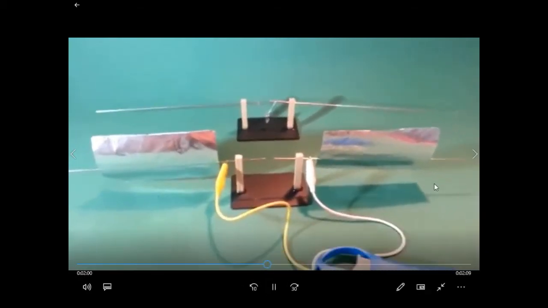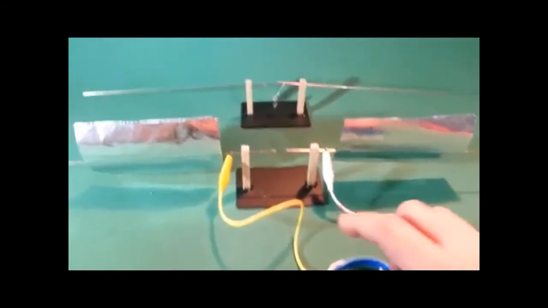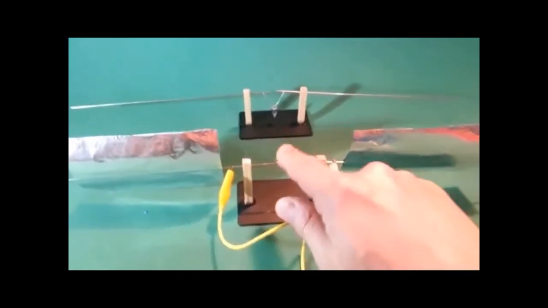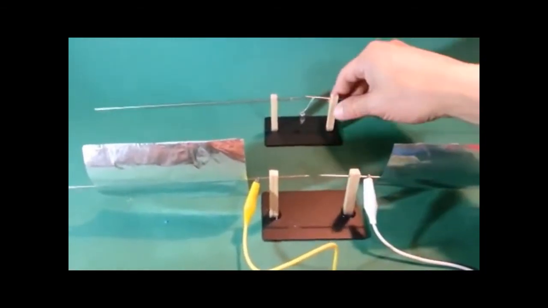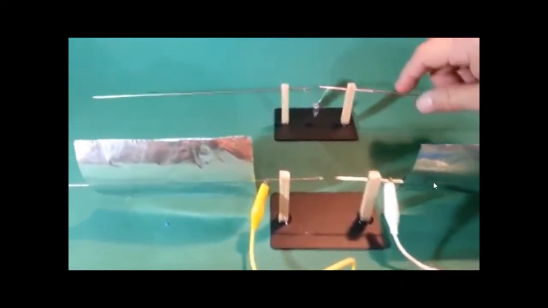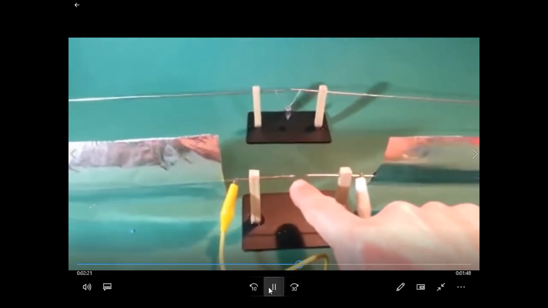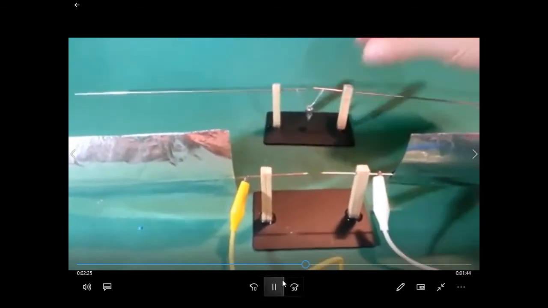To replicate Hertz's experiment, we have the spark generator connected to these 2 wires, and the electromagnetic waves will travel through the receiving antenna. Here we have a neon lamp connected to the antenna, and when the spark is produced here, the neon lamp will glow.